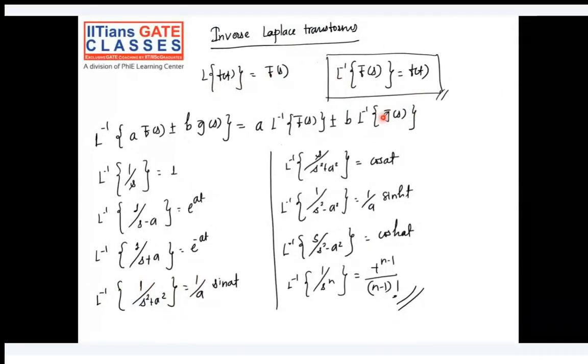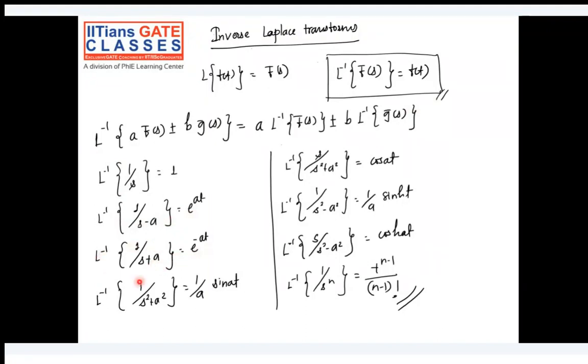It's the same as differentiation and integration. Differentiation of sin x is cos of x, and integration of cos of x is sin of x. So same thing. Laplace transform of f of t is f bar of s, and inverse Laplace transform of f bar of s is f of t. You know Laplace transform of 1 is 1 upon s, right? So inverse Laplace transform of 1 upon s will be 1. Laplace transform of e to the power at is 1 upon s minus a, so inverse Laplace transform of 1 upon s minus a is e to the power at. Similarly, inverse Laplace transform of 1 upon s plus a is e to the power minus at.